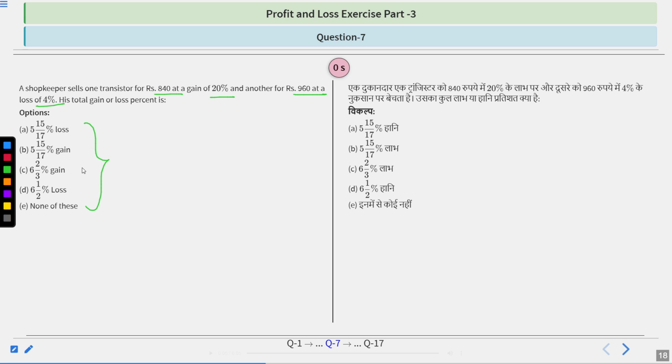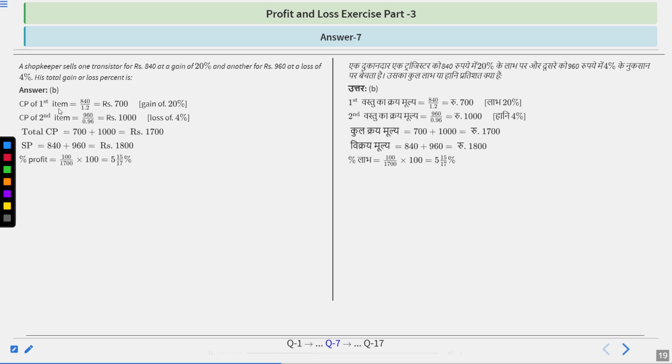Now time's up. Let's see the solution. Question says that CP of first item is 840 upon 1.2, which equals 700. We can say that because the question says a shopkeeper sells one transistor for 840 at a gain of 20%. So 120% is equal to 840. So to calculate the cost price, we divide 840 upon 1.2. We get the cost price of the article, which is 700.